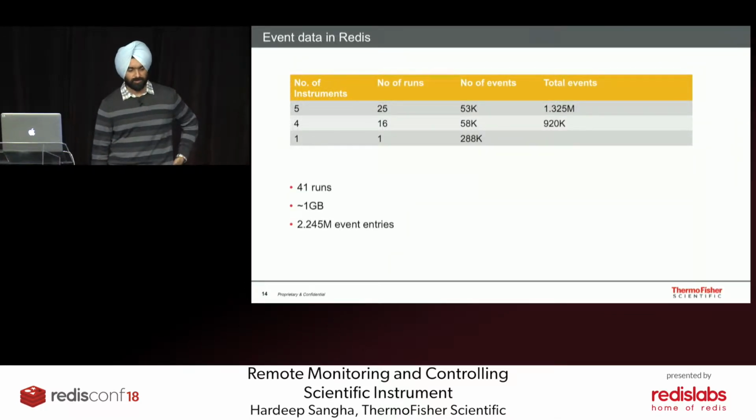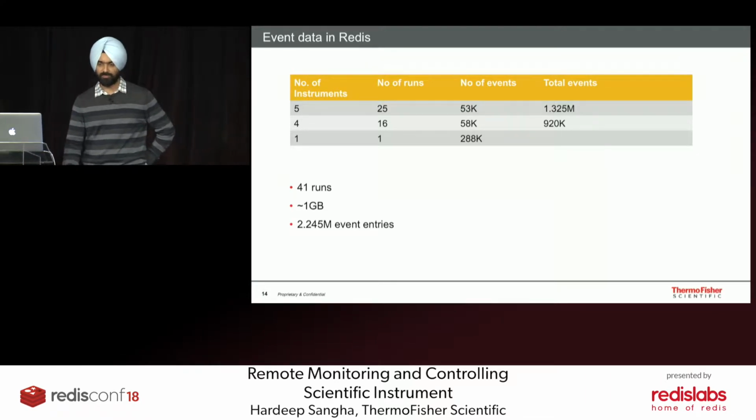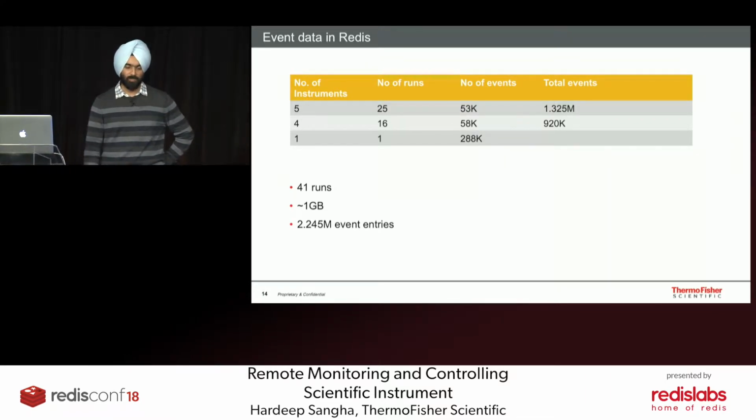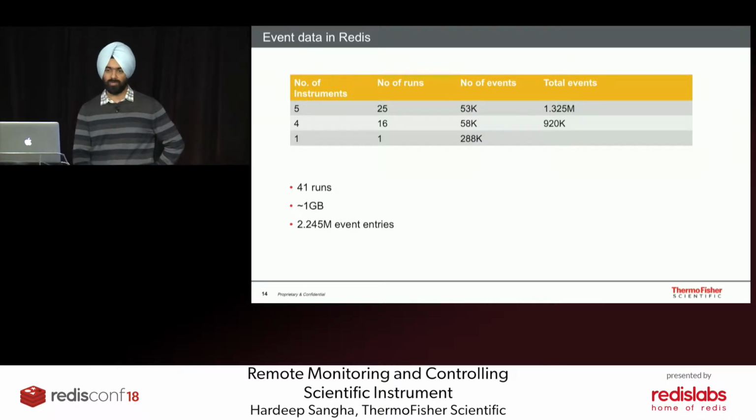Okay, this is interesting. So we have 5 instruments. We store about 25 runs for that, about 53K events, about 1.3 million, about 920. So we have about 41 runs, 1 gigabyte, about 2.2. This is our test case to see how Redis is going to perform.